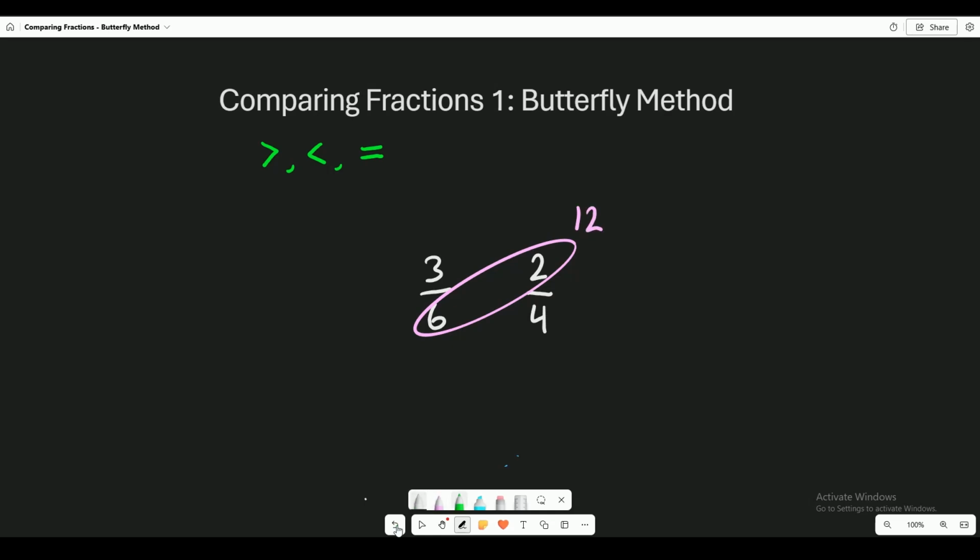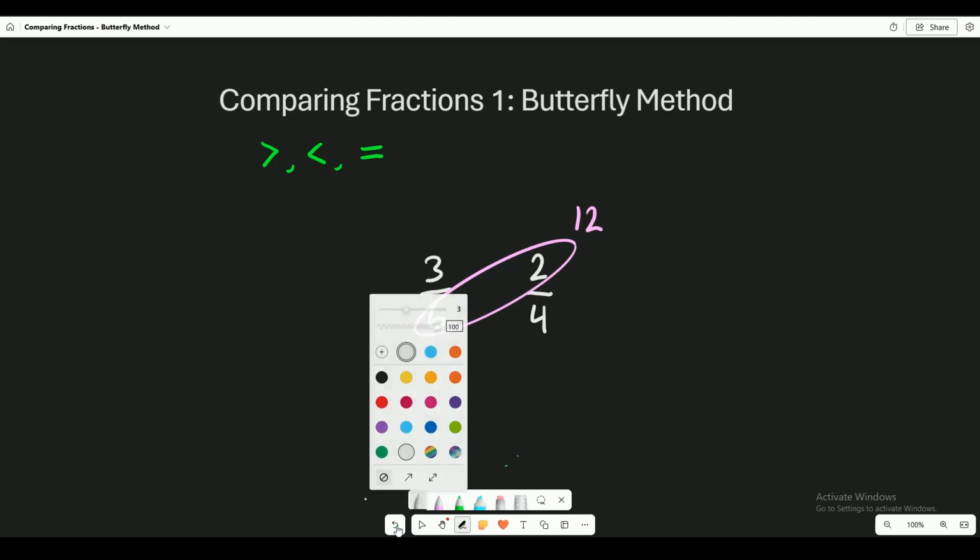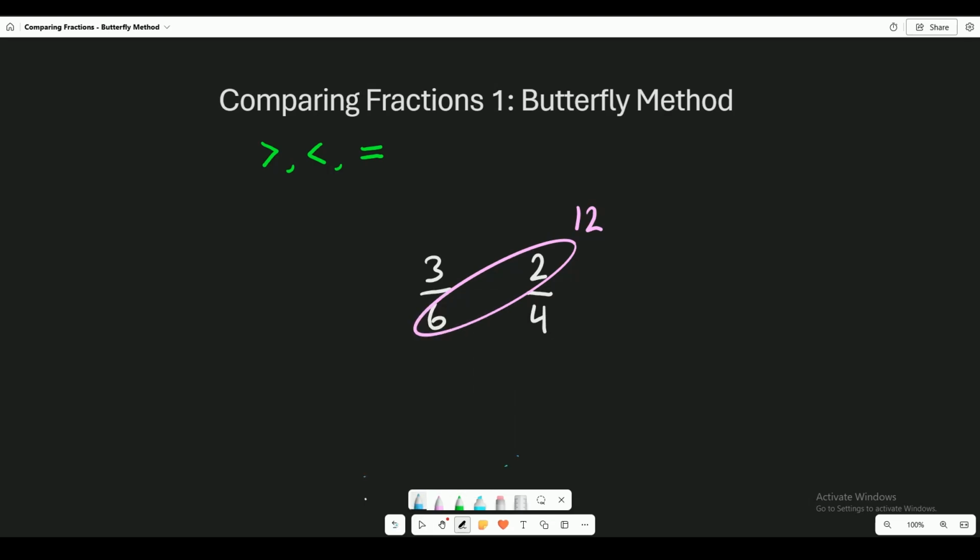And here in blue, now let's change this. I like that blue I have. Now we have 4 times 3 is also 12. So from here we can conclude that since 12 is equal to 12, then 3/6 is equal to 2/4. So 3/6 is equal to 2/4.